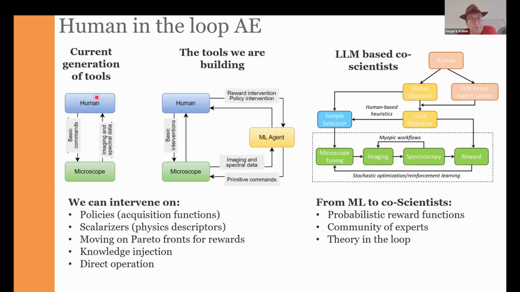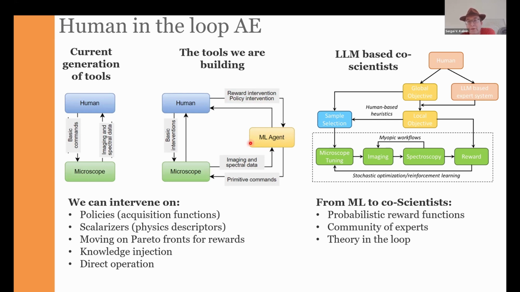So where are we? So the current generation of the physical tools is roughly here. So we have humans who sit in front of the microscope. Human looks at the data streaming on the screen, imaging the spectra, and human issues the basic commands to the instrument. So the tools that I've shown you are basically the next step. So when there is a machine learning agent that issues the commands to the instrument, and the machine learning agent has access to the imaging and spectral data. So human can intervene directly, but generally we expect the human to observe the behavior of the ML agent and intervene on the rewards or policies.